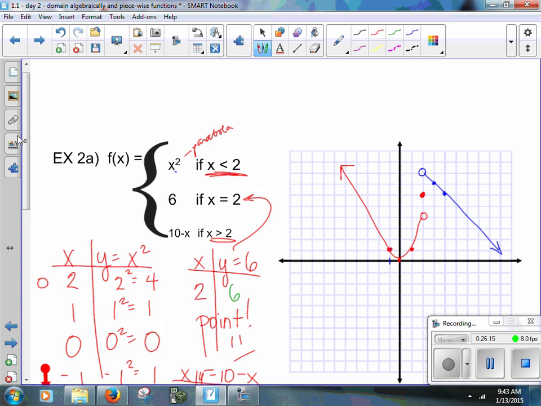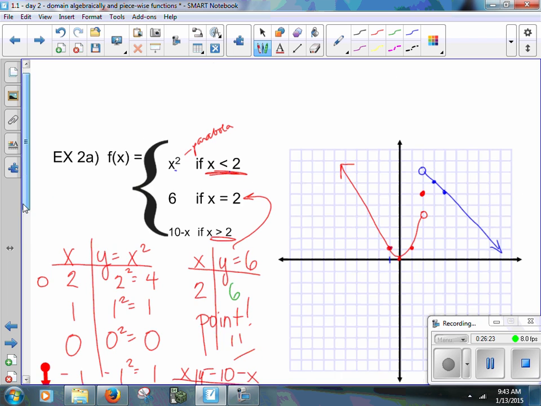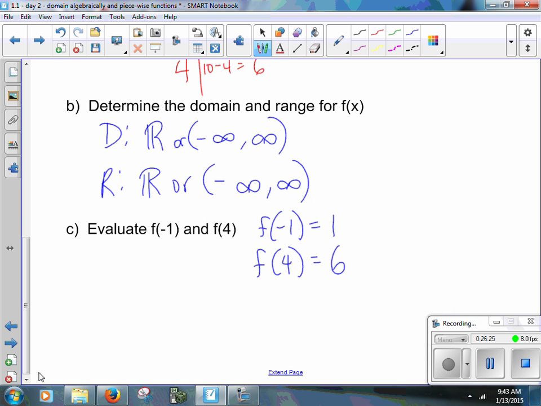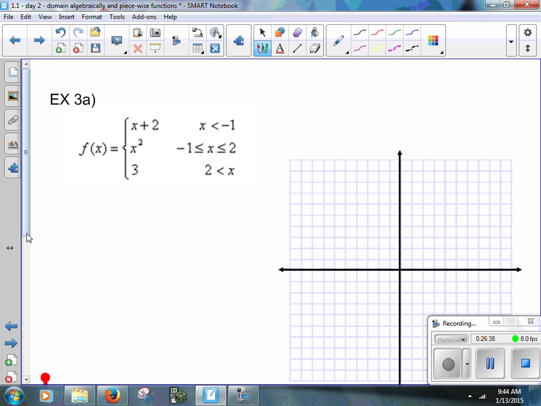What's f of 4? 6. 1, 2, 3, 4, 5, 6. How could I verify that? Plug it into which piece? Third one. 10 minus 4 is 6. Ding, ding, ding. How about that? Easier, yeah? Cool. What's next?